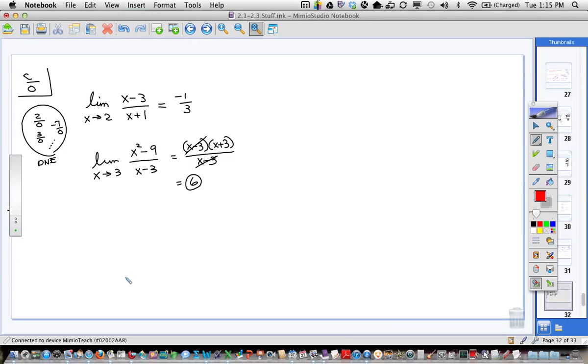Okay, so let's do one more here. No, we'll do 2 more. Let's do the limit as x approaches 4 of square root x minus 2 all over x minus 4.